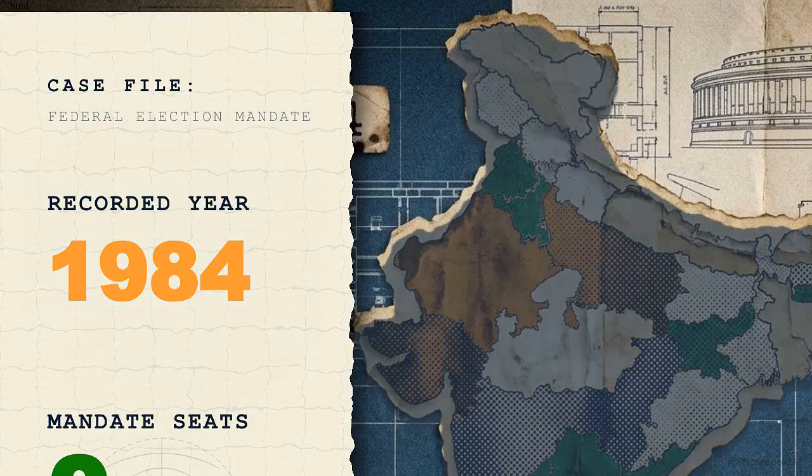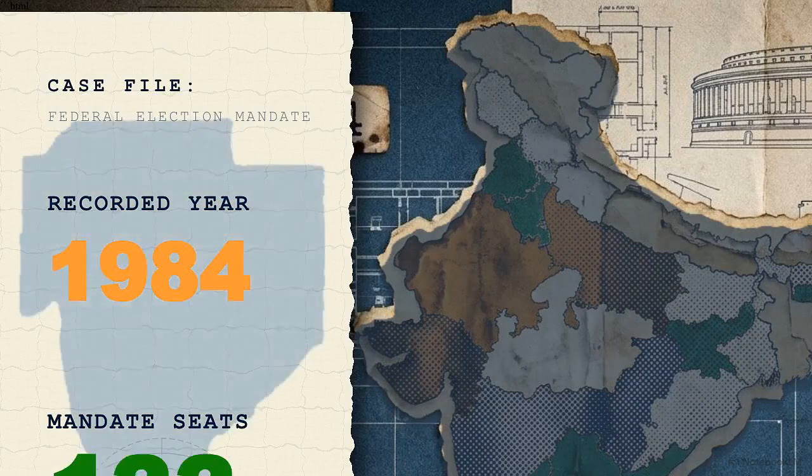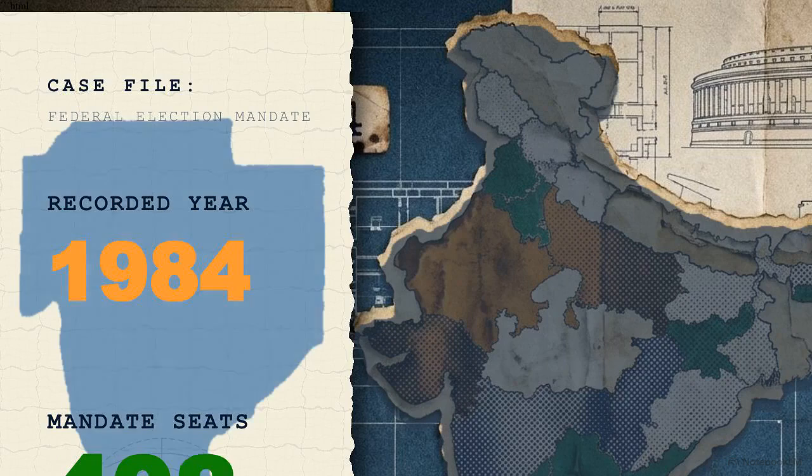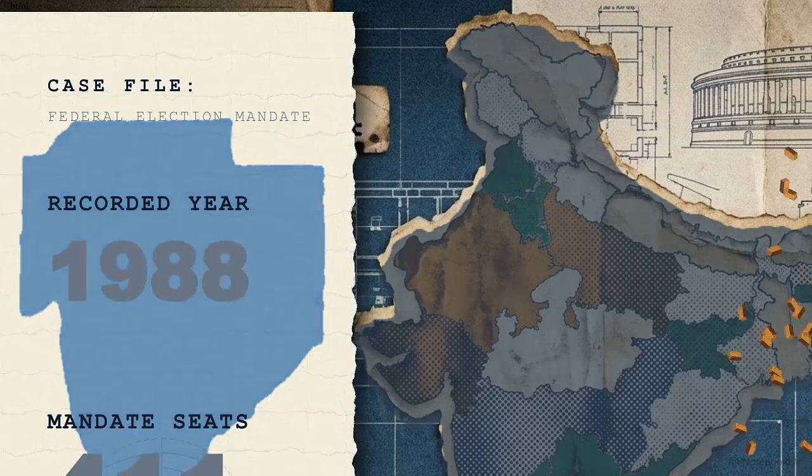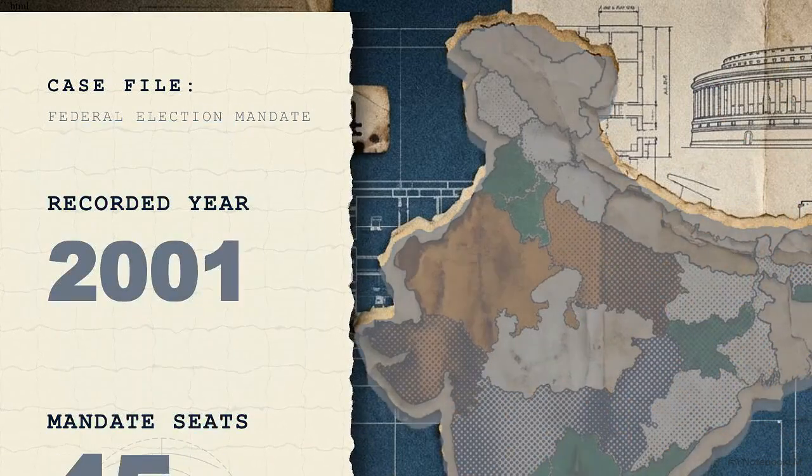Look at this 1984 election map. Out of 533 seats, one party secured 415, an absolute mandate granting total control over the national legislature. 30 years later, that dominance shatters. In 2014, the same party was decimated, securing just 44 seats nationwide.